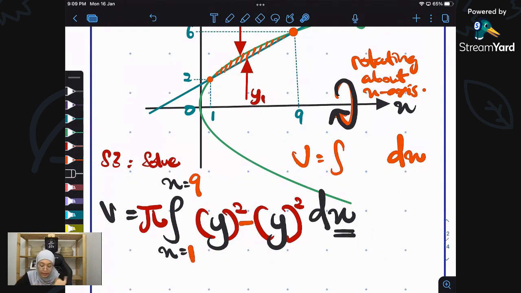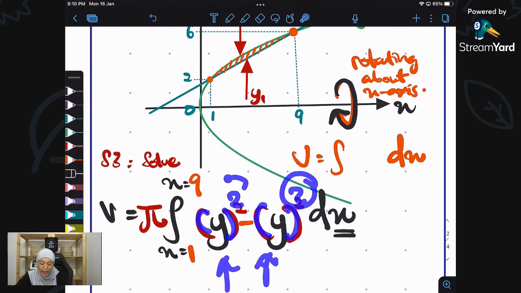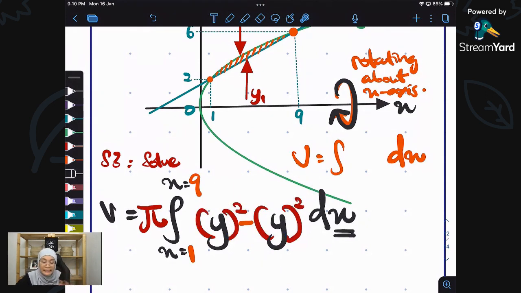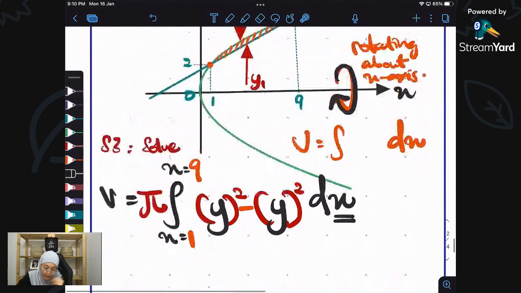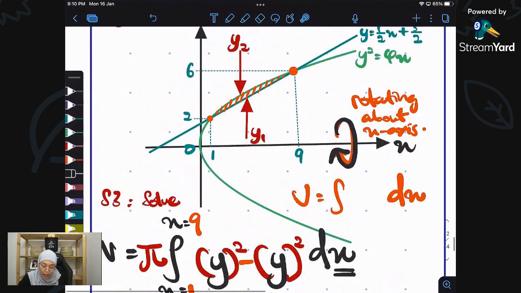And then selain daripada itu, volume mesti ada pi dan volume mesti ada squared. Kalau ada dua function akan ada dua squared. Okay, bukan salah satu je yang ada function, tetapi dua function akan mempunyai the squared there. Okay, please remember these things. Okay, sekarang ni kita berbalik kepada siapa yang patut tolak siapa.